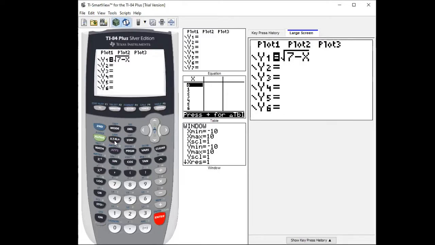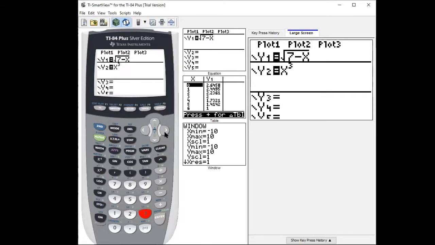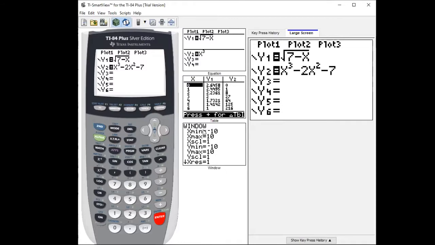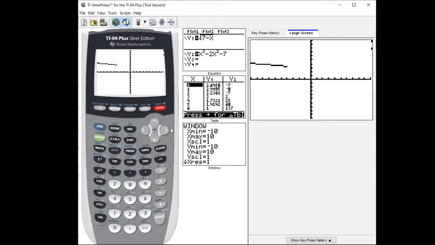Hit enter. Now I got to put x to the third. So I put x to the third. Come out of the power, which I didn't do before, minus 2x squared. And then take away 7, right? And then hit enter. Make sure your window is 10 by 10, but I'm looking down over here that my window is 10 by 10. So I'm going to hit graph at this point. So there's the square root graph being drawn. And that's about what it looks like. It's got a negative, so it's flipped.